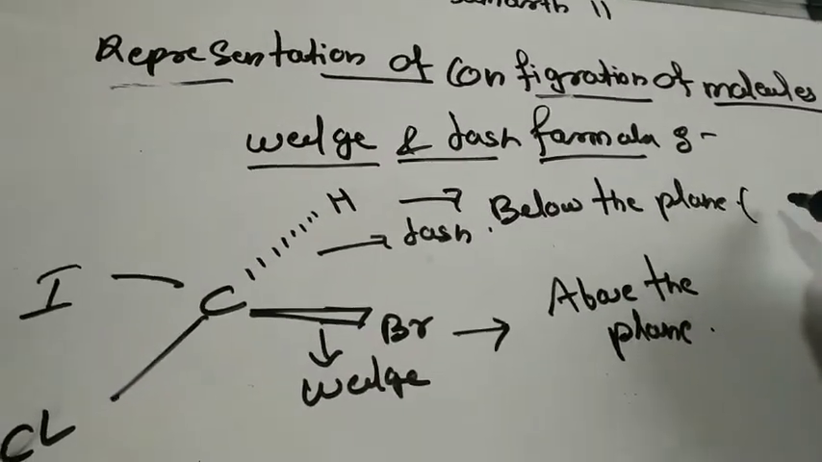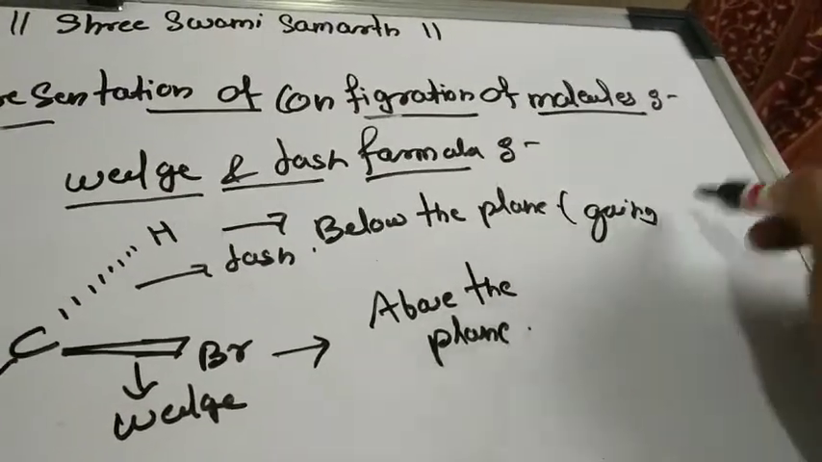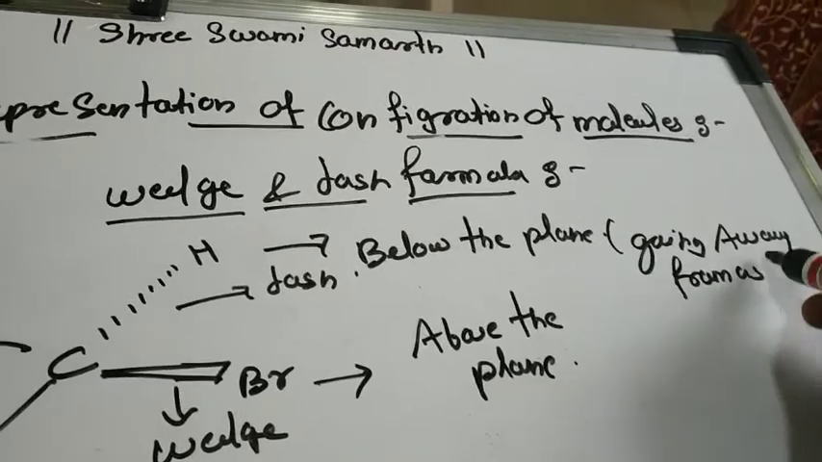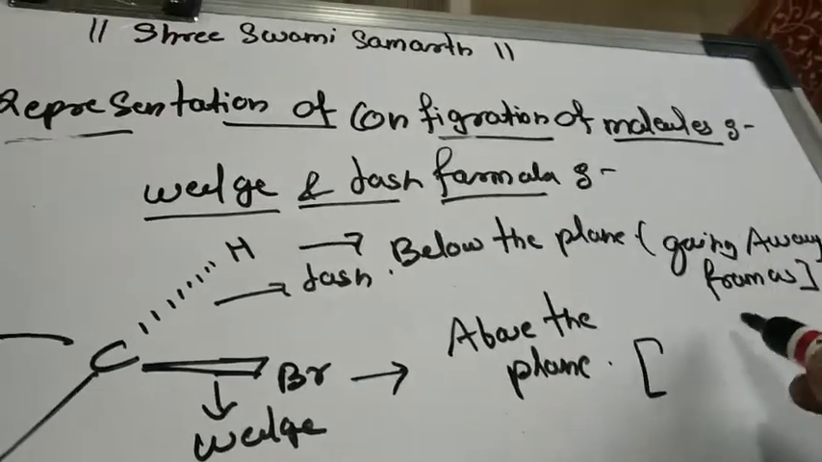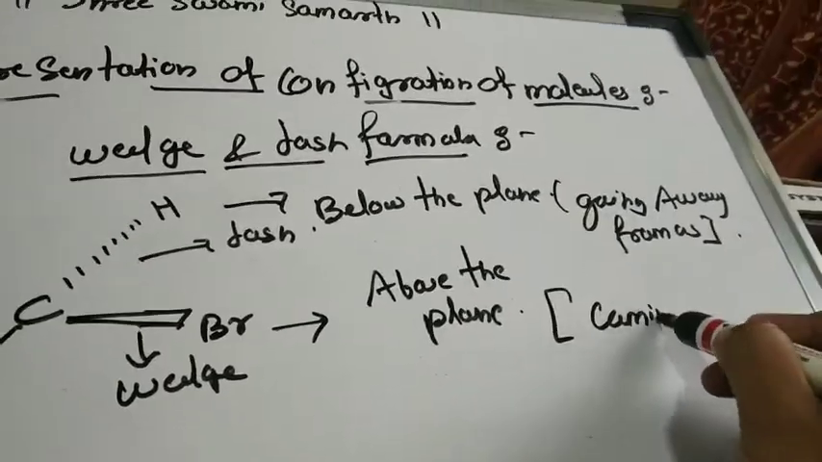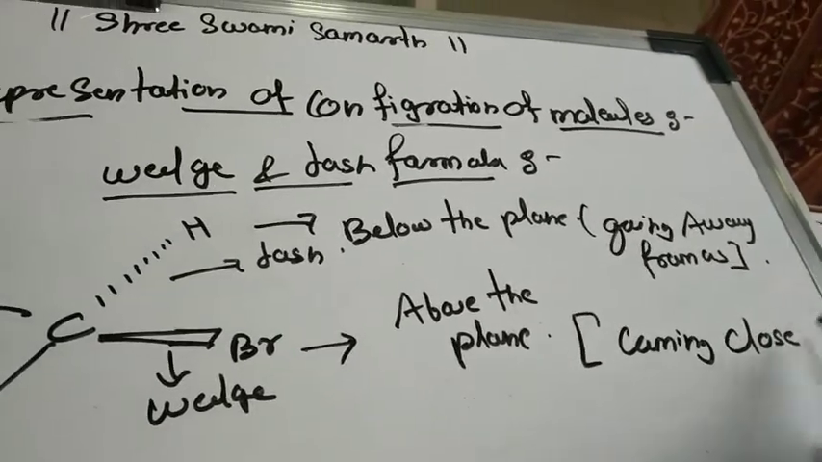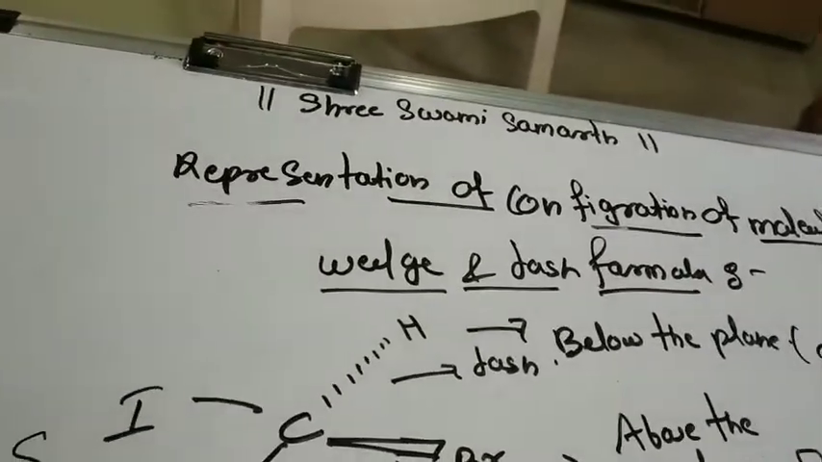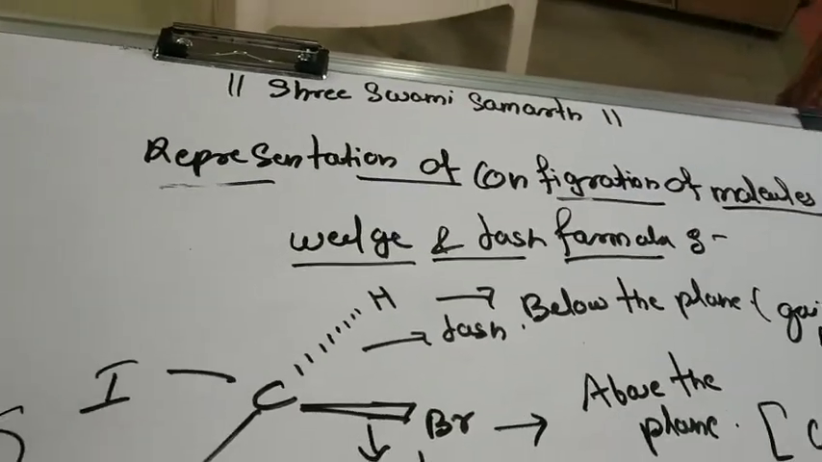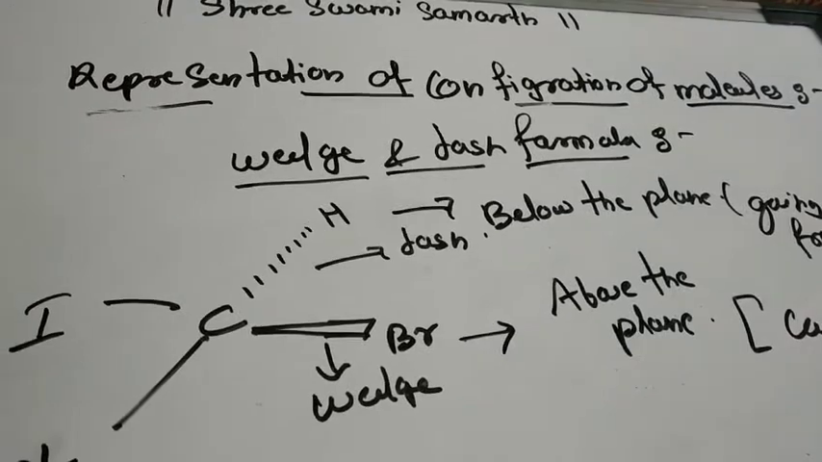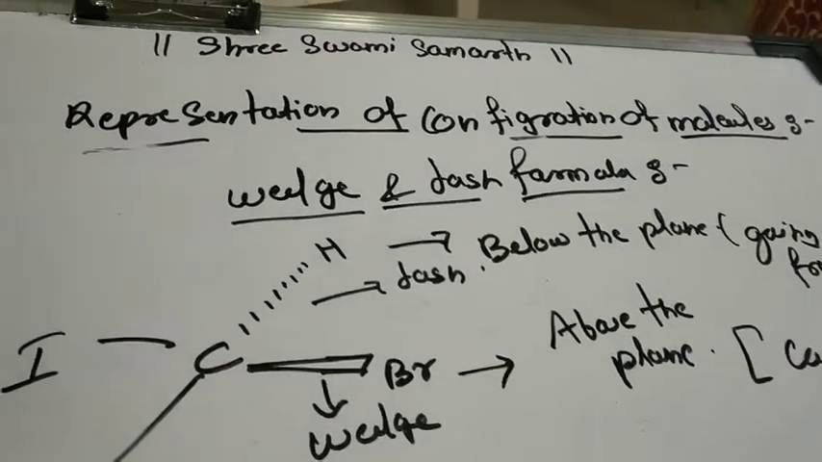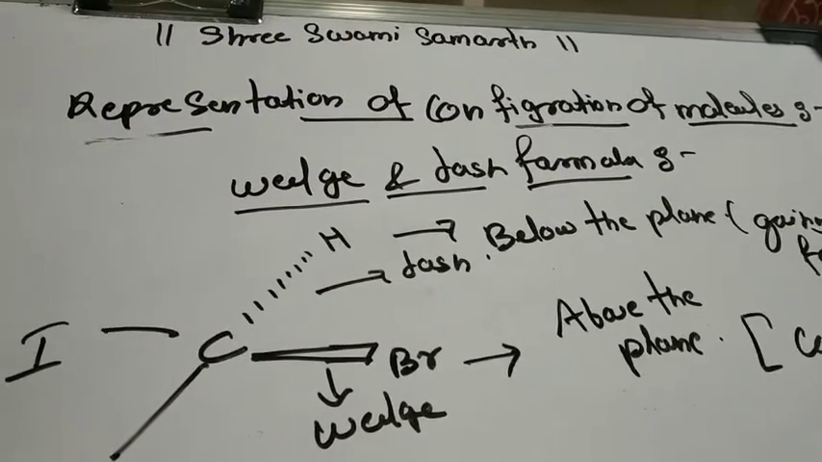Below the plane means going away from us. What is the above the plane? Coming close to us is called as the above the plane, right? So I hope that you have understood the representation of the configuration of the molecule. That can be done by two ways: Fischer's projection formula or the wedge and dash formula.